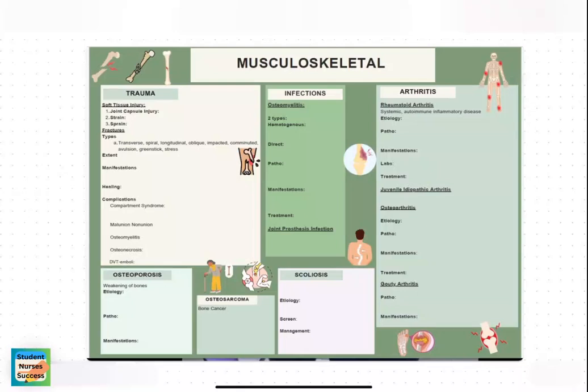This video is going to cover some of the musculoskeletal disorders. Now, these are not going to cover any motor neuromuscular disorders, so we do have a separate video for that.